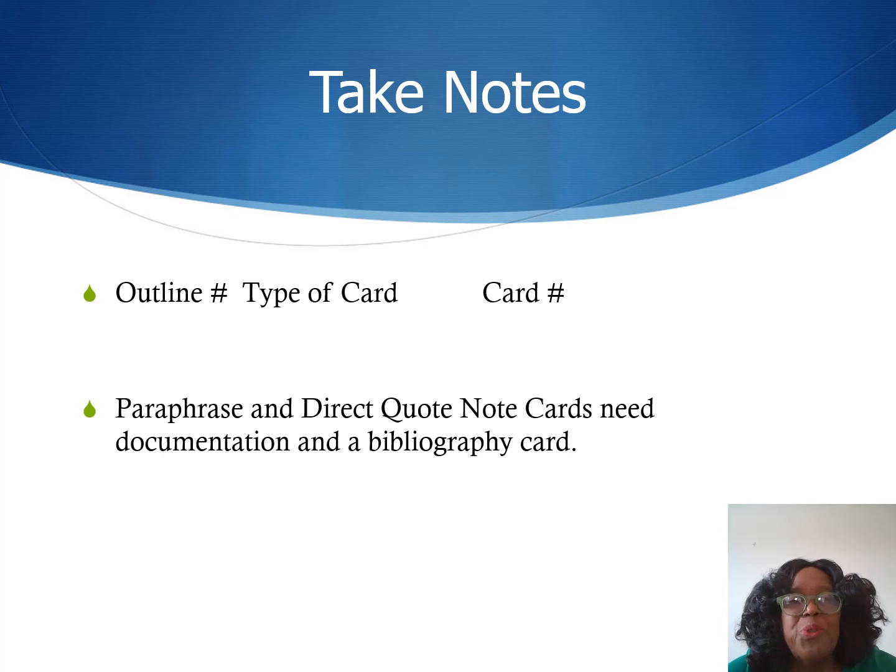So let's look at this sample note card. I have purchased my 3x5 cards. I have the section of the outline that I'm working in. The type of card, is this a direct quote? Is it a paraphrase? Is it my own idea? Is it a summary? And then the card number. Now make sure if it's a paraphrase or direct quote, you need documentation. You need a bibliography card for this note card. Remember, the bibliography represents the address from which you have retrieved the quote or the paraphrase.